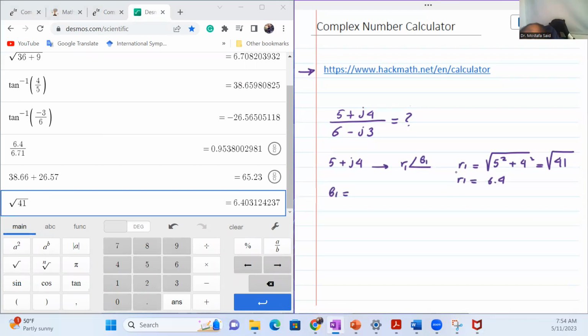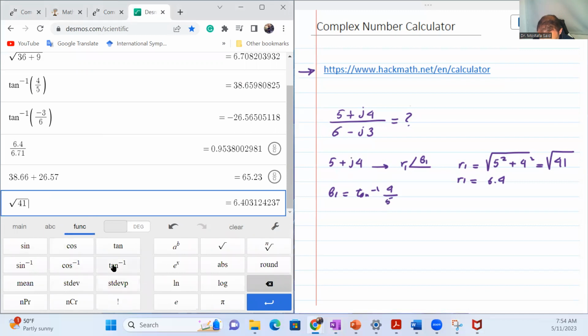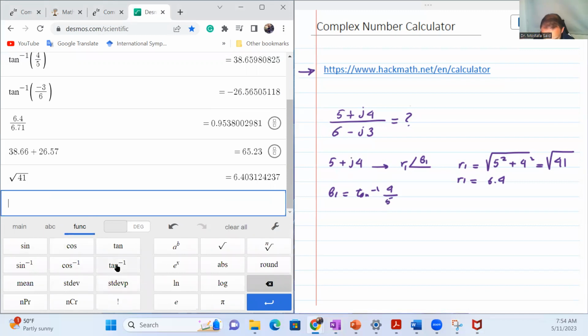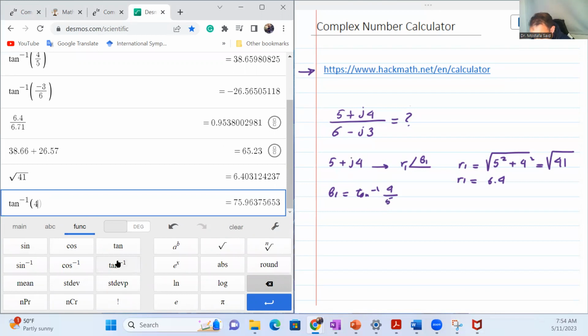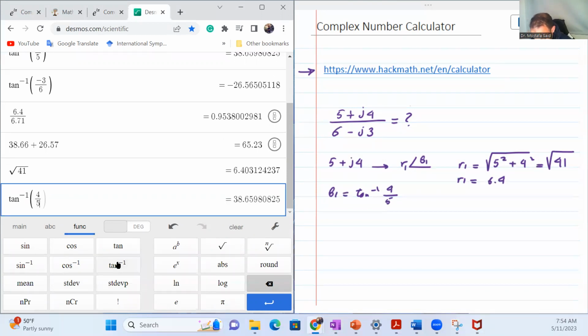Theta 1 is tan minus 1 of the imaginary over the real, which is 4 over 5. Again, using Desmos here, let's enter tan minus 1 of 4 divided by 5, which is an angle of 38.66 degrees. I just rounded it to 38.7 degrees. This is the first rectangular value we have to convert.